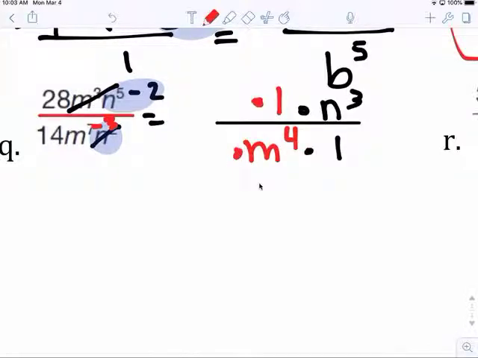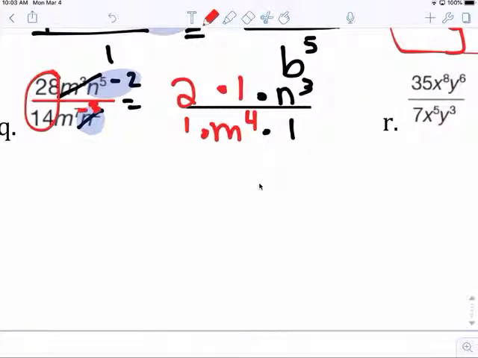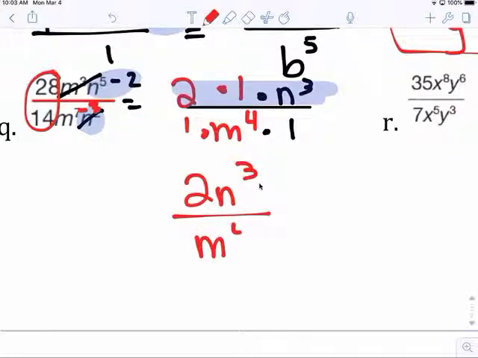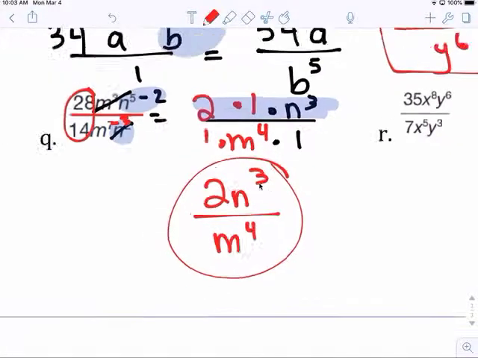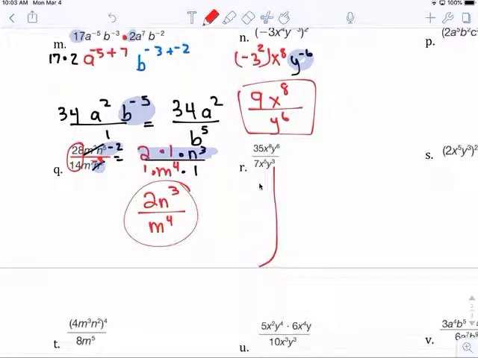Okay, and then all the exponents are gone. You divide. 28 divided by 14, you get a 2. 2 over 1, or just a 2. Okay, so your answer is 2n third. When you multiply all this, you get that. And on the bottom, 1 times 1 is 1 times m to the fourth is m to the fourth. That's your answer, okay? That's how you do these.